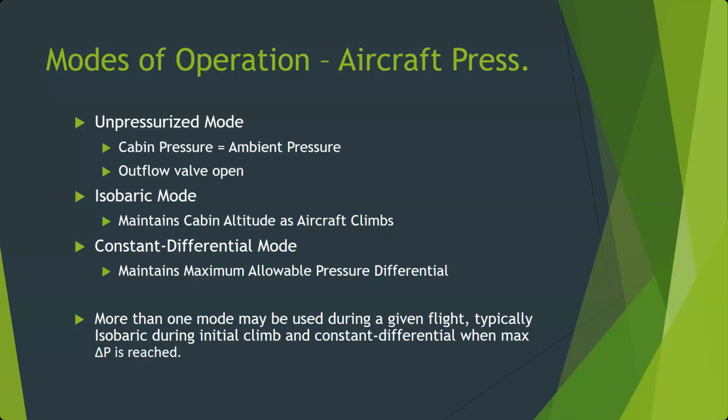And often you see more than one used in a given flight. The most common that are combined, isobaric and constant differential, are almost always used together during the course of a flight. During the climb phase, when we're not to a point where the differential pressure would be too high, the aircraft starts in isobaric mode. But then once we reach the max differential pressure, we switch to a constant differential, where if the aircraft continues to climb, then the cabin altitude is going to climb as well.